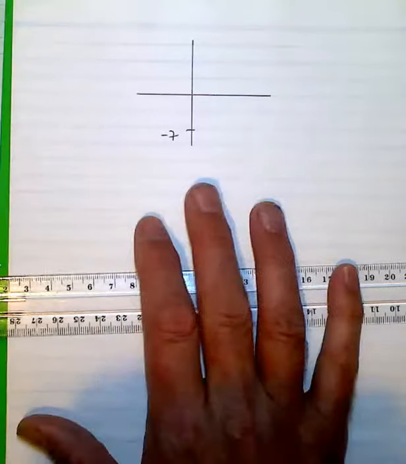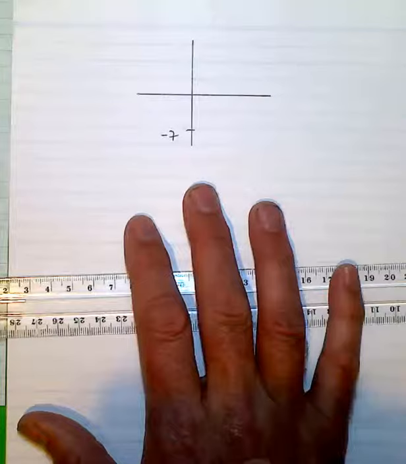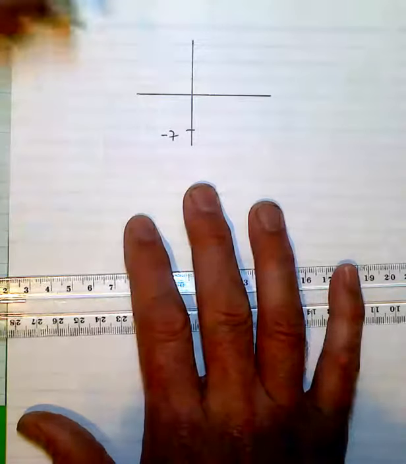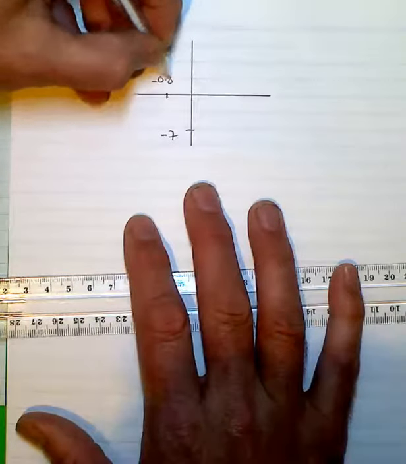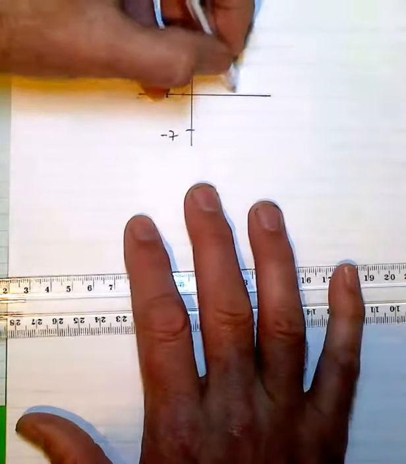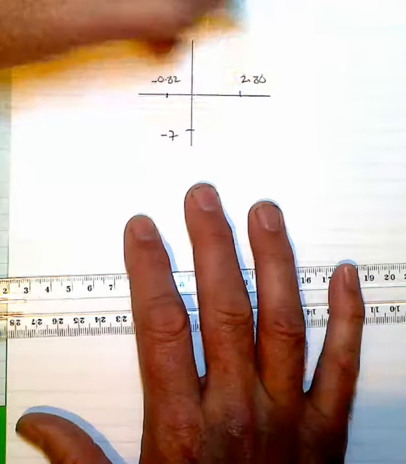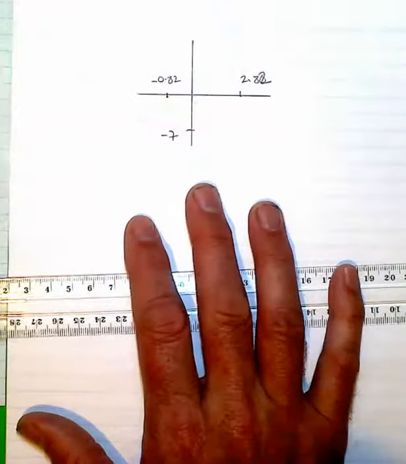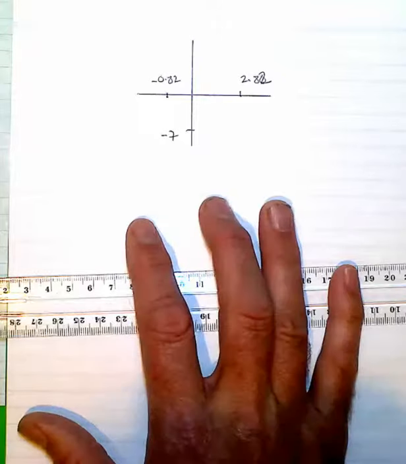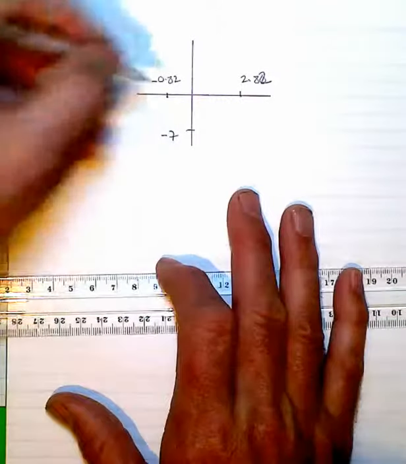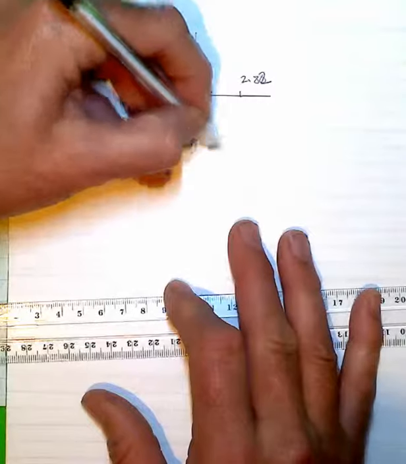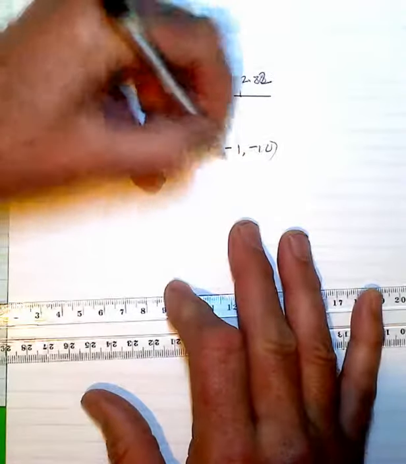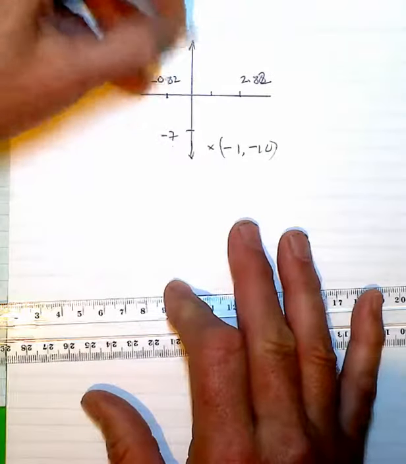And just putting in the pertinent points, negative 10 there, and I'm going to have negative 0.82 about there, and 2.82 about there. I've got my shape, I've got my y-intercept, I need my turning point at (1, -10). And I'll quickly label up my graph.